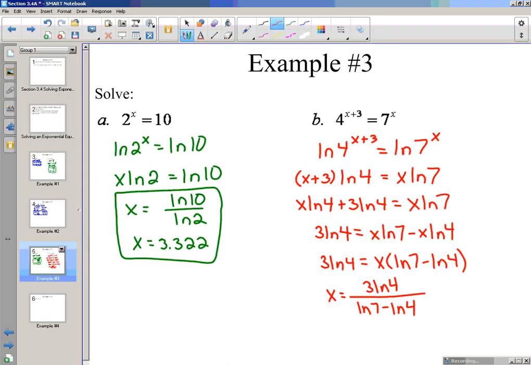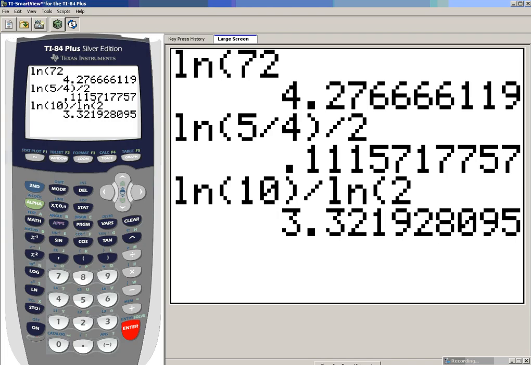When you plug that in, make sure you are using parentheses properly. A lot of people are going to miss points on this upcoming test because you're going to be able to get to the exact solution, and when you go to give me the decimal approximation, you're going to put something into your calculator wrong as far as parentheses.